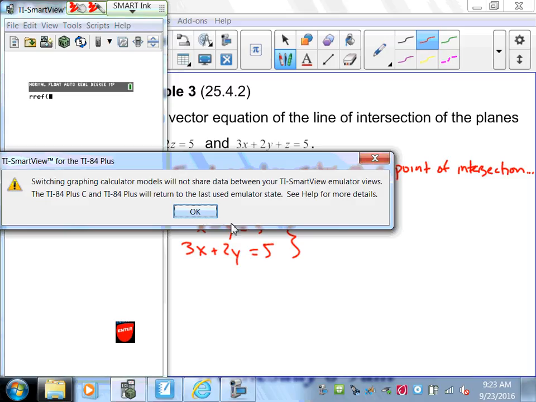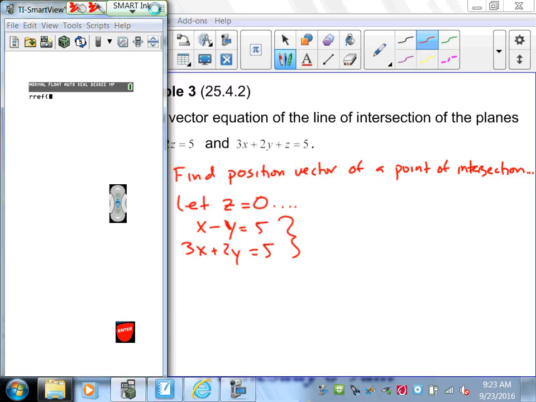Okay. Did you get it? I just put an A. And then so what's the answer? X is 3 and Y is negative 2. That's it.